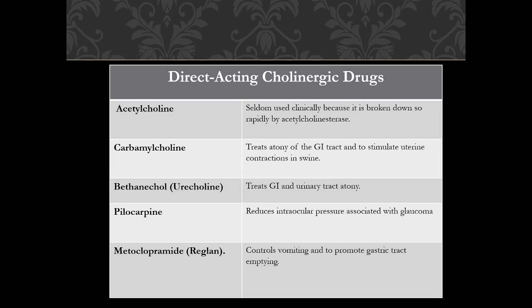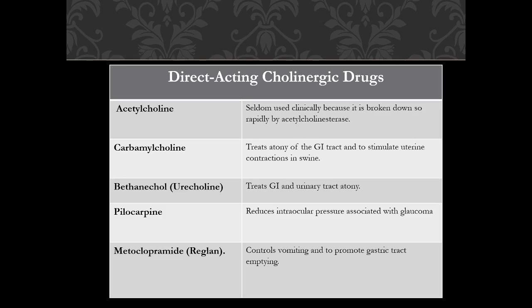Acetylcholine is seldom used clinically as a drug because it is broken down so rapidly by acetylcholinesterase. Acetylcholinesterase recognizes acetylcholine for what it is and breaks it down quickly. Carbamylcholine treats atony of the GI tract, so it makes it move faster, and it's used to stimulate uterine contractions in swine. Carbamylcholine is a direct acting cholinergic drug. It acts and looks like acetylcholine.